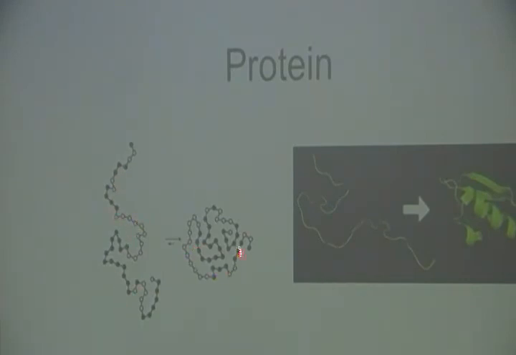Protein chains fold up. That process may be symbolized in this way. It is the folded form of the protein chain that is capable of catalysis.